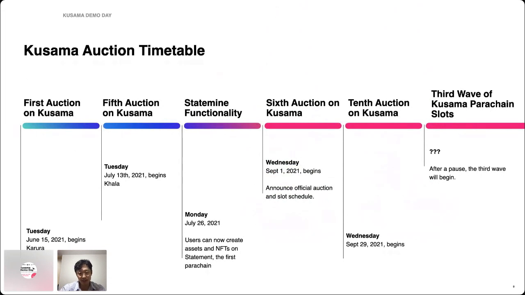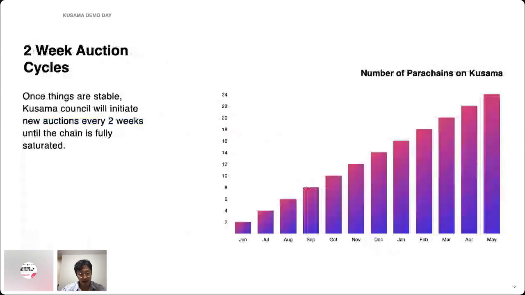Now, it's a little bit unclear to us yet when we will truly determine that everything is fully stable between the 1st and the 10th slot and beyond. So basically what we know right now is that sometime after we determine that everything is stable, the Kusama Council will essentially initiate new auctions every 2 weeks until the chain is fully saturated with auctioned off parachains.